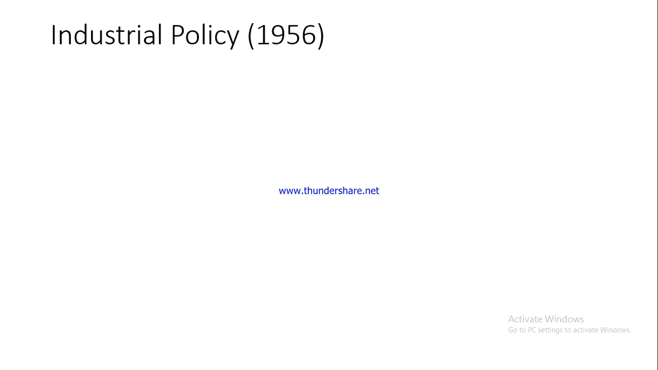In this second session on industrial policy, after having talked about the scope of industrial policy, what basically is industrial policy, we are going to discuss the second industrial policy that independent India had. This industrial policy was unveiled in 1956. You would recall that the first industrial policy was unveiled in 1948.